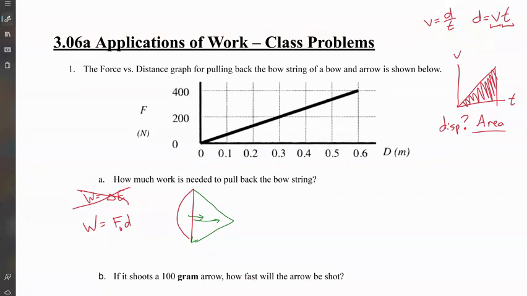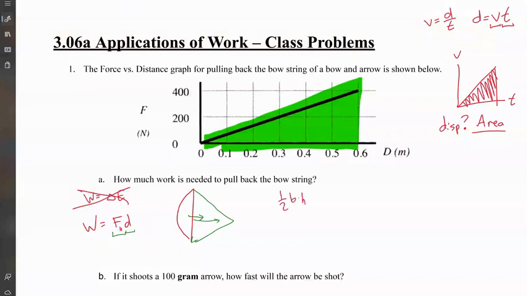If I want to take a graph that is force versus displacement, I'm trying to calculate work, which is force times displacement. That's the y-axis, that's the x-axis. How do we multiply those together? We take the area. So we're going to take the area of this nice triangle here. That gives us work. So area is 1/2 base times height. So our work will be, base is 0.6, height is 400 over 2. If we plug this into our calculator, we get 120 joules, units of energy. All right, so that's how much work is needed to pull the bowstring back.